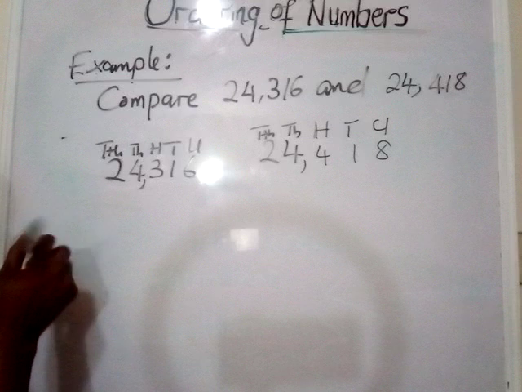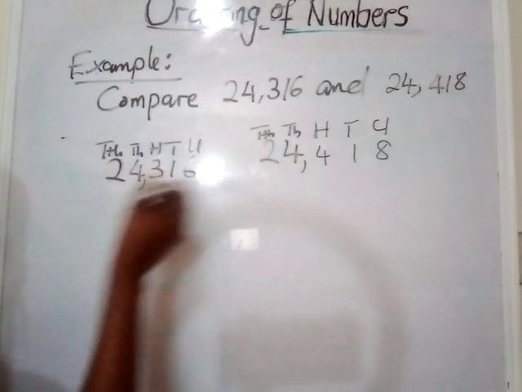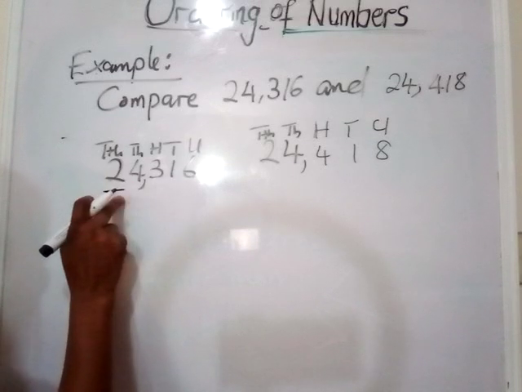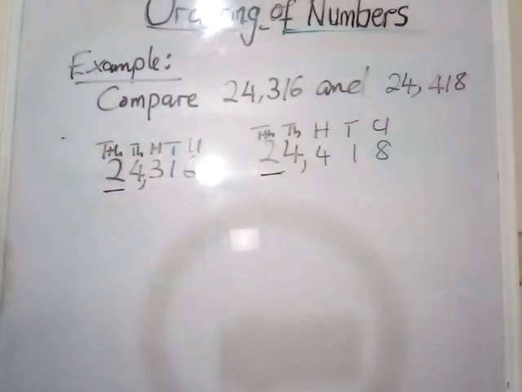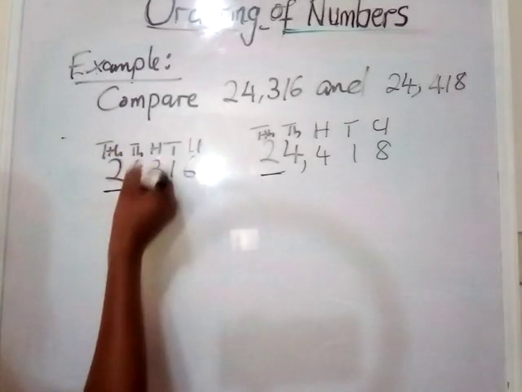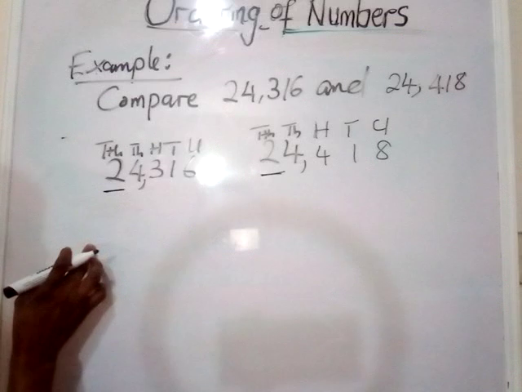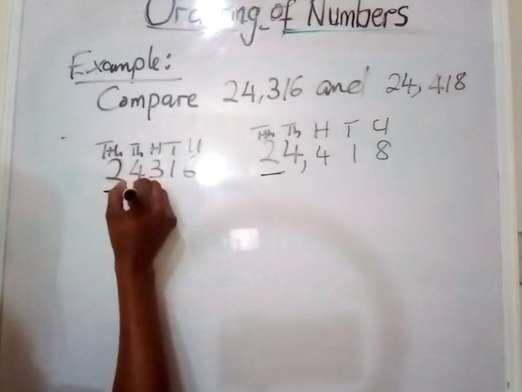Okay, so in this case, we have the tens of thousands for the two numbers. So in the position of tens of thousand, we have 2 in the first number, and we have 2 in the second number. So you can't tell which is bigger. They have the same digit, the same value. This is 20,000. This is 20,000. So let's move to the next one. When you find out that they are the same in the first position you are checking, move to the next position and check. So the next position is 1,000.